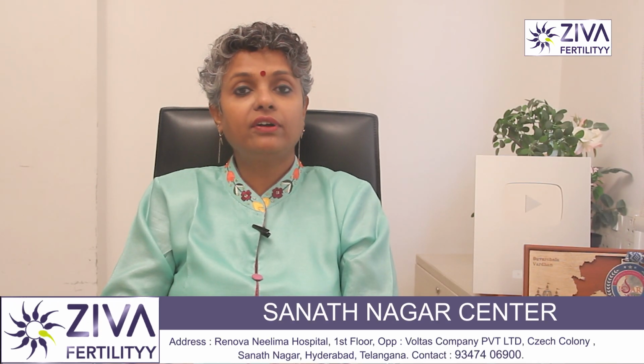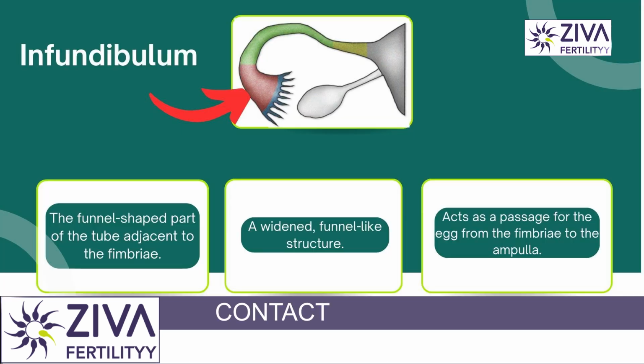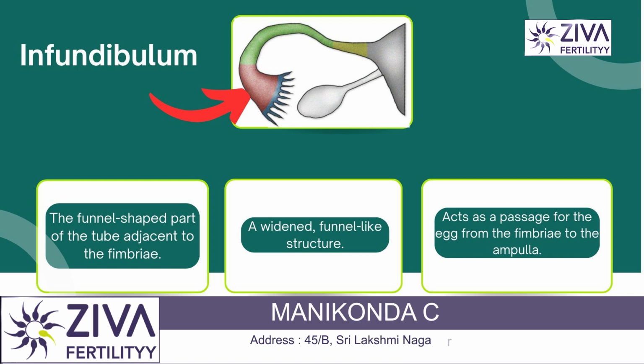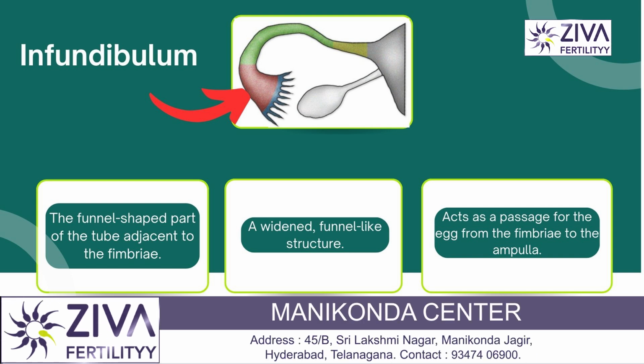Next part is the infundibulum. The funnel-shaped part of the tube adjacent to the fimbriae is called the infundibulum. It is a widened funnel-like structure and it acts as a passage for the egg from the fimbriae to the ampulla. So then what is the ampulla?